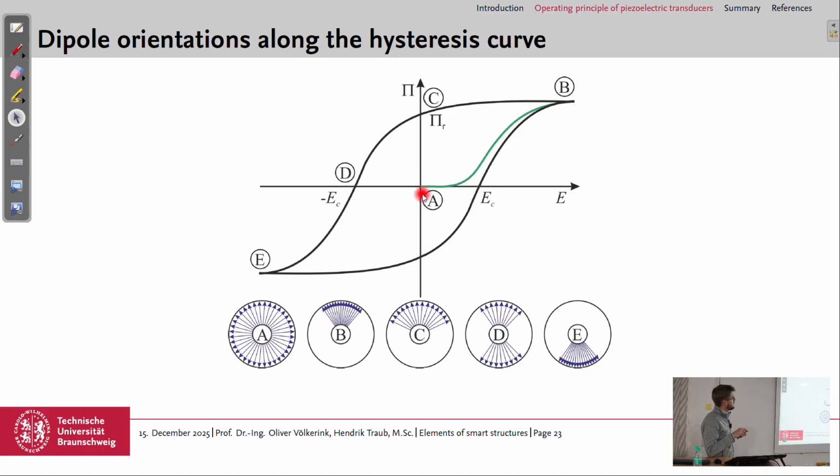So this green line is only for initial polarization. If after cooling down from Curie temperature we have it in a depolarized state, then we are at this point and at this point, and then we follow just the black lines.